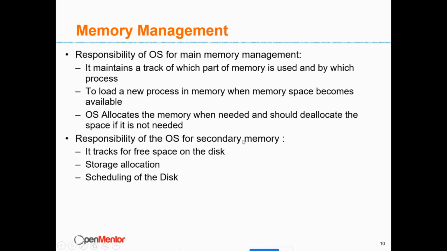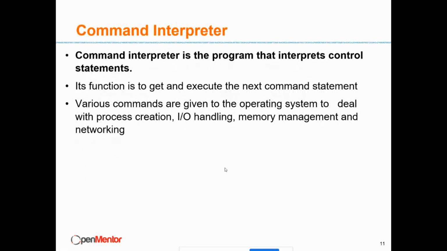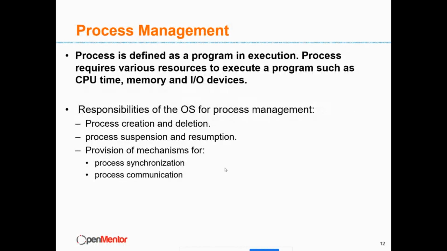Then comes the responsibility of the secondary memory. It tracks free space on the disk. So wherever there is free space, the files will be stored. Then you have something called a command interpreter. It's a program that interprets control statements. Its function is to get and execute the next command statement. There will be a command interpreter in our operating system, which will maintain a queue of programs that we have to run. It will look for what program should be loaded next and how it has to be loaded. Now, for all these things, there is process management that is defined.